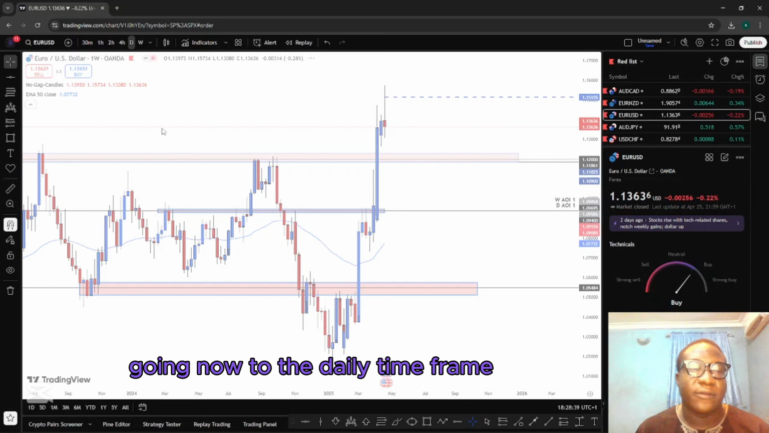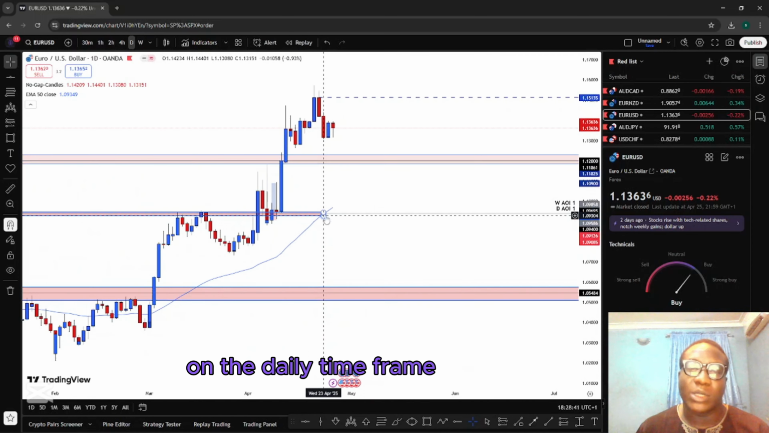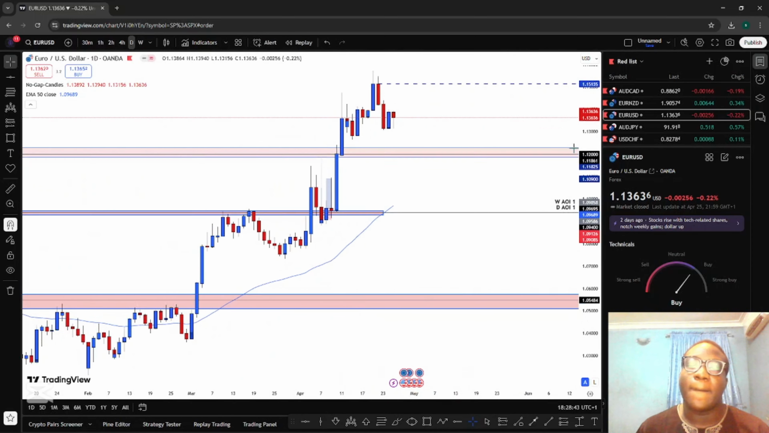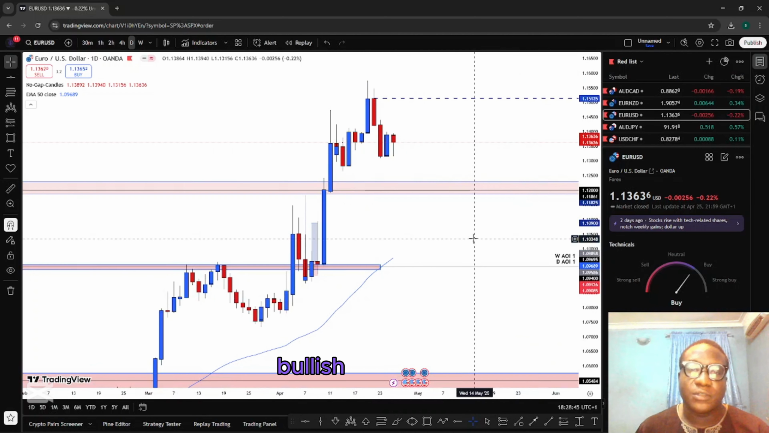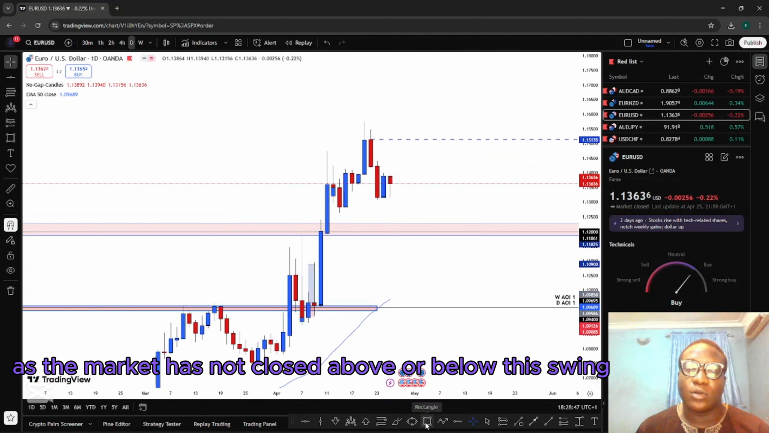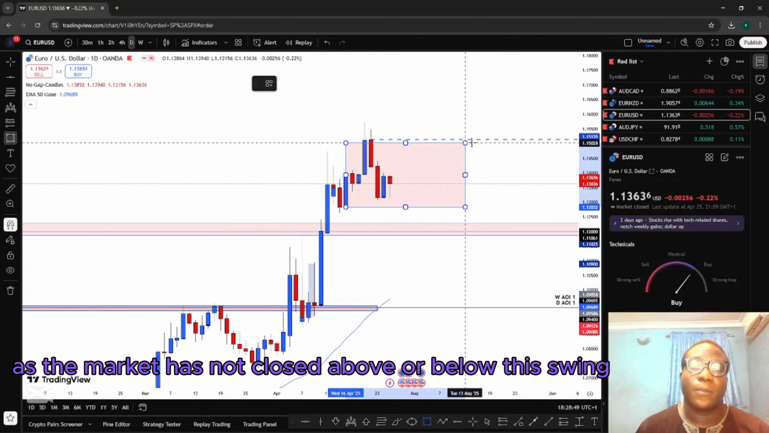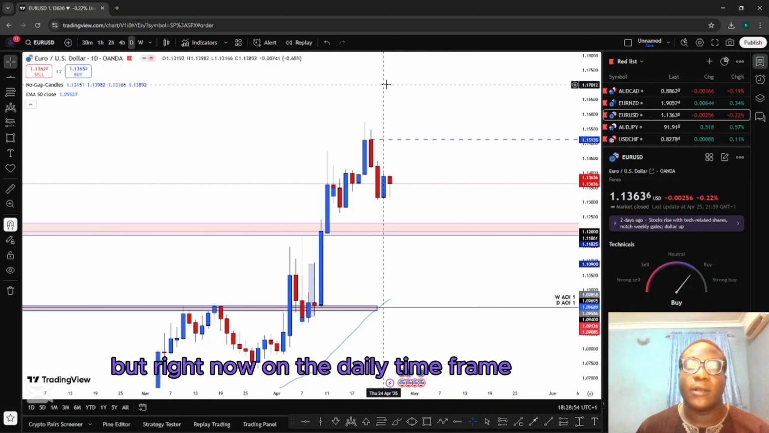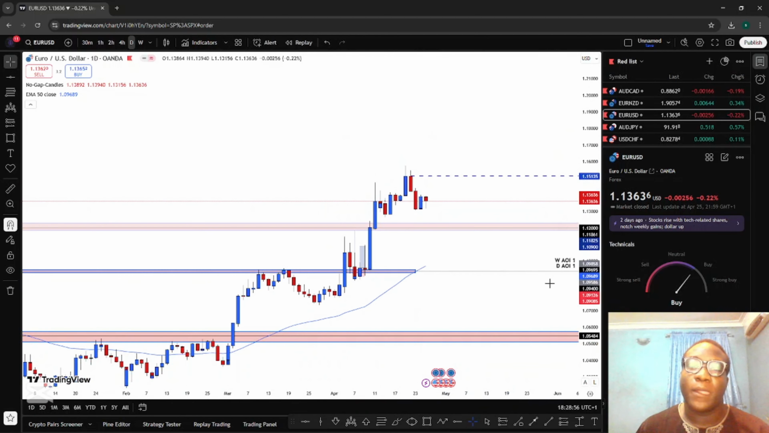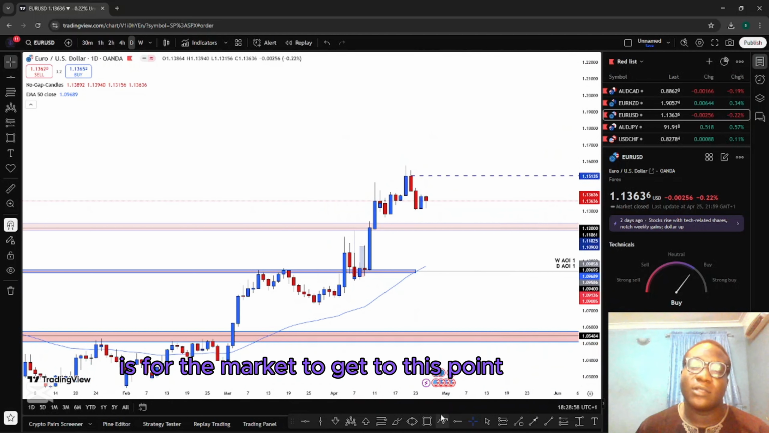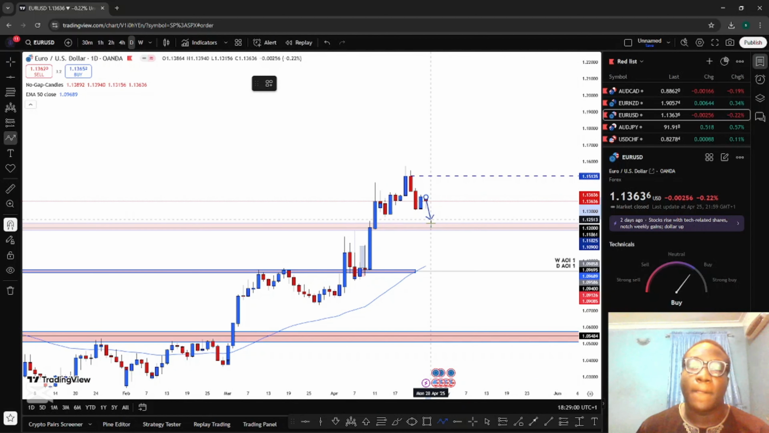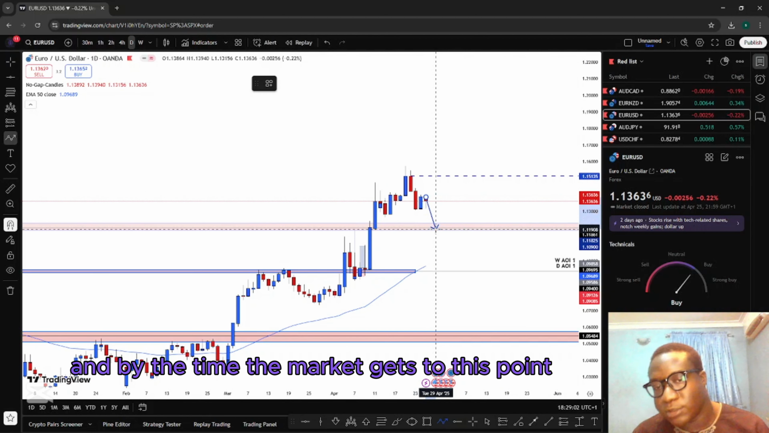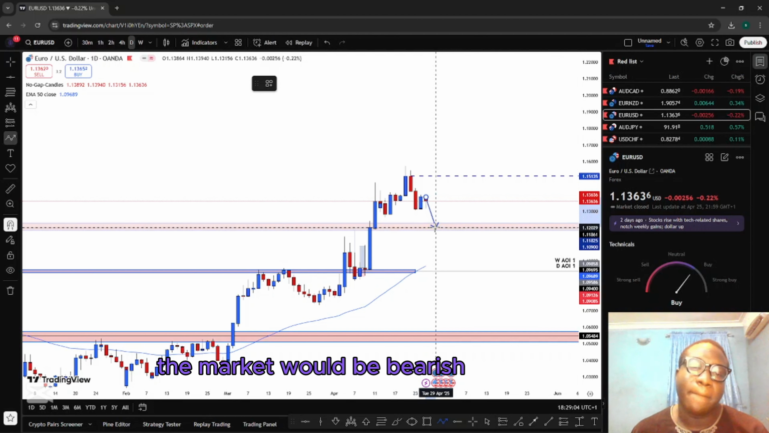Going down to the daily time frame, we can see that the market is currently bullish as the market has not closed above or below this swing. But right now, on the daily time frame, what we're looking for is for the market to get to this point. And by the time the market gets to this point, the market would be bearish.